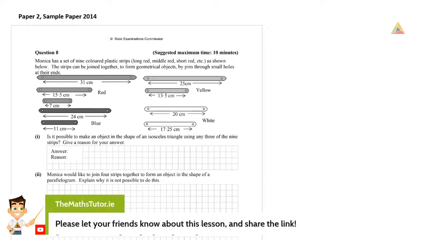So the next one is paper 2, it's a sample paper from 2014. Okay, so this question 8, Monica has a set of 9 coloured plastic strips. So a long red, a middle red and a short red, etc., as shown below. The strips can be joined together to form geometrical objects by pins through small holes at their ends. So is it possible to make an object in the shape of an isosceles triangle using any 3 of the 9 strips? Give a reason for your answer.